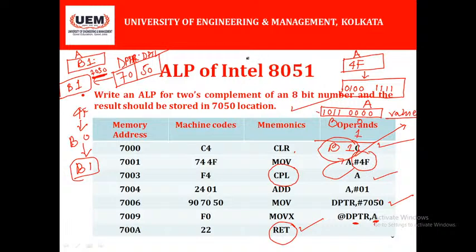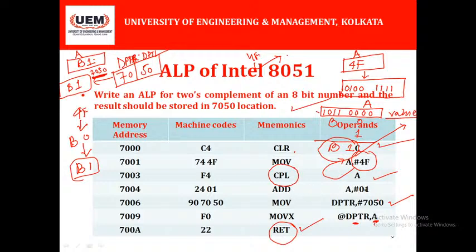So the 4F value we are transmitting to the A register or accumulator register, and then we are going to take the complement of the accumulator.